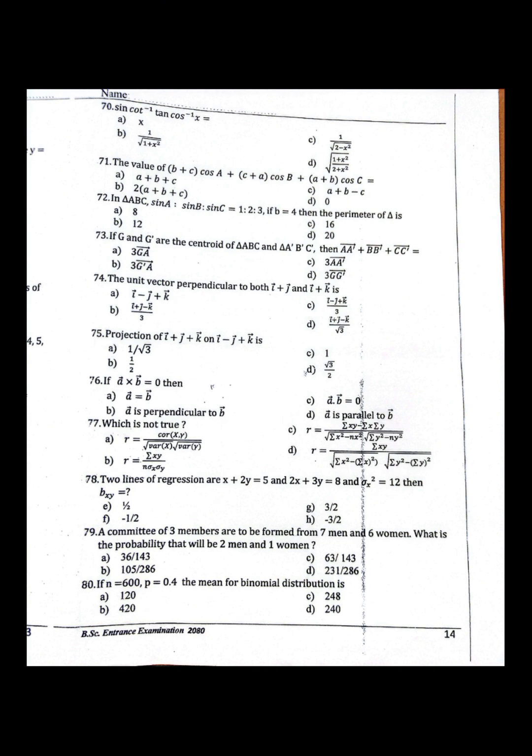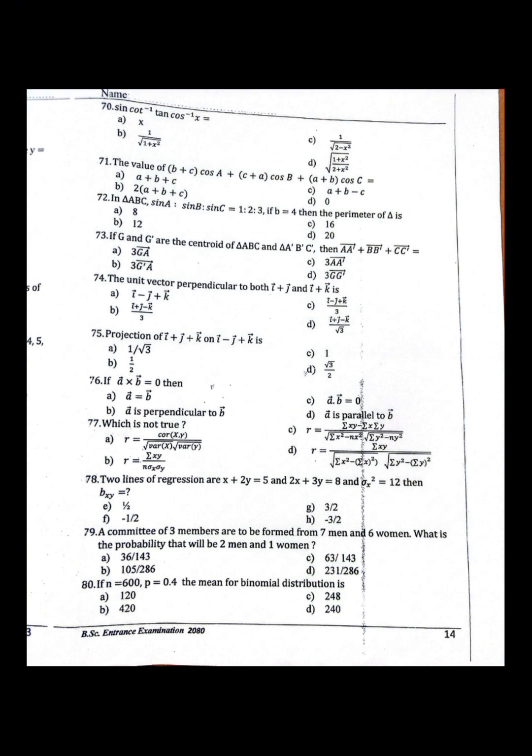72. In triangle ABC, sin A is to sin B is to sin C equal to 1 is to 2 is to 3. If b equal to 4, then the perimeter of the triangle is: A, 8; B, 12; C, 16; D, 20.